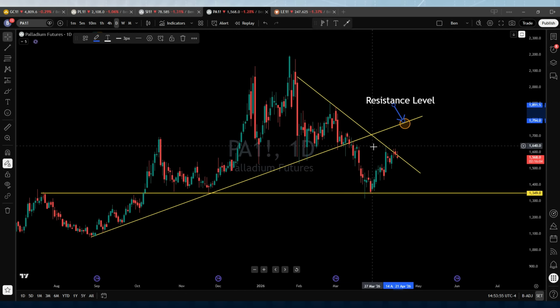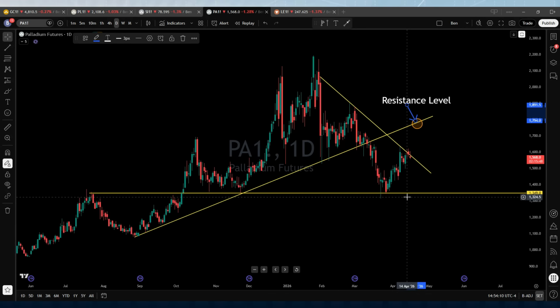Now, if we fail to break this downsloping trend line and you're looking at dollar cost average, about 1454 is going to be a gap in the charts. And then really your line in the sand, if you start breaking below 1349, that is an area to kind of get out of the trade.